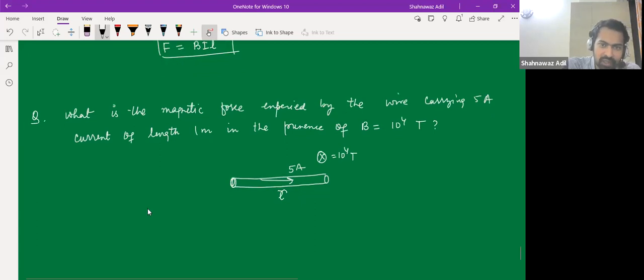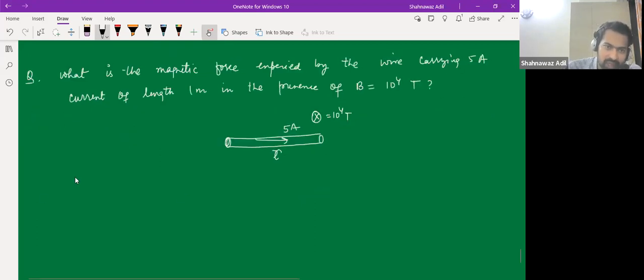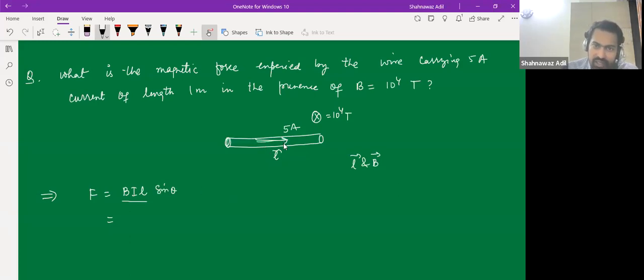So what do we already know? That force is BIL, right? But we have to first find the angle between L and B. This is important. This is actually BIL sine theta, but L is in this direction and B is a cross. So what is the angle between L and the cross? This question is for Saad.